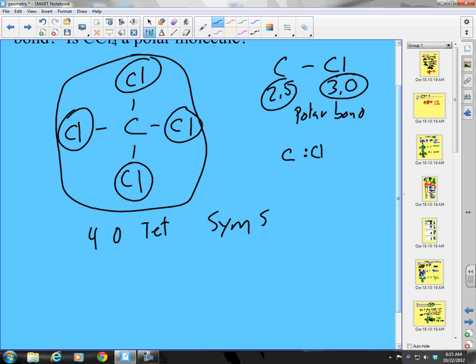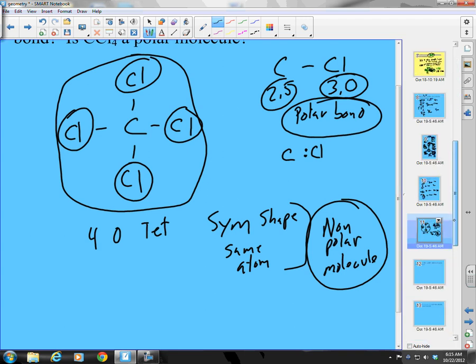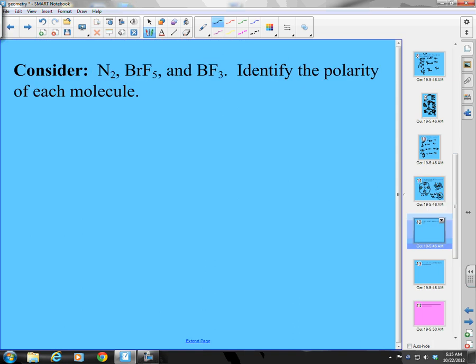So this is a symmetric shape, and I have the same atoms around. They have the same electronegativity, right? Same atoms surrounding my central atom, and so what do we conclude? This is a non-polar molecule, which kind of points out an interesting thing. I can have a non-polar molecule with 4 polar bonds in it. Got it? Okay, cool. Here you go. You try this one. Freeze me and bring me back when you're ready.